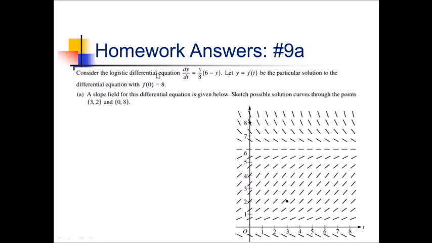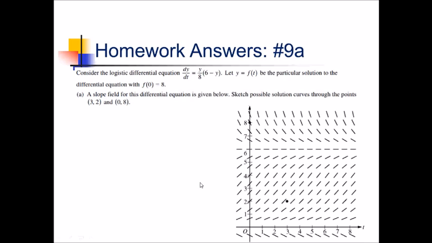So they're giving us this logistic differential equation up here. And y equals f of t is the particular solution with f of 0 equal to 8, which may or may not be important for this particular part of the problem. For part A, we have a slope field for this differential equation. Well, that was nice of them to give us that. They want us to sketch possible solution curves through the points 3, 2, which they've labeled right here, and the point 0, 8, which they also gave us a dot for.